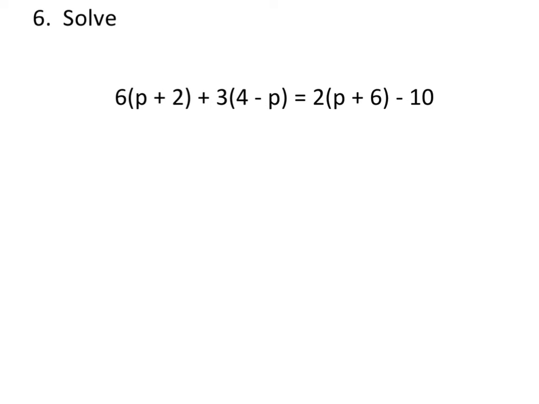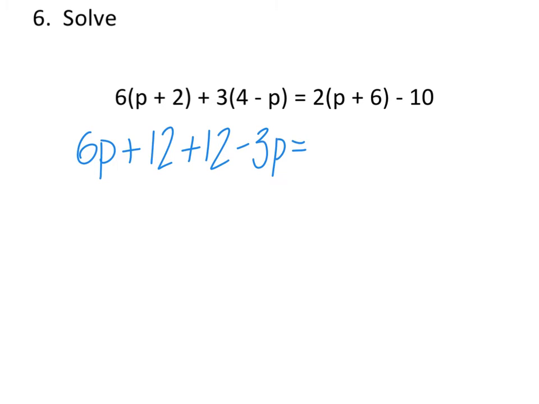This is question number 6 in the non-calculator paper. We're asked to solve this equation. It has brackets in it, so the first thing that we will have to do is remove the brackets and then hopefully simplify. So we have 6 times p in the first bracket, which is 6p, plus, and then 6 times 2, which is 12. Then we have 3 times 4, which is 12 again, and then 3 times p, which is 3p.